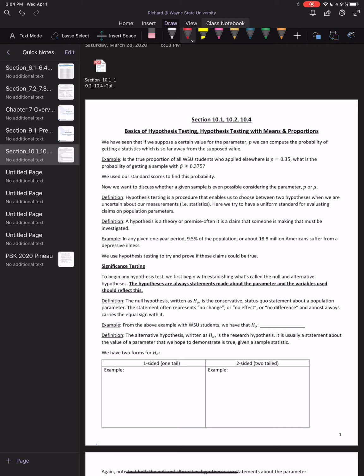Section 10.1 is a bit of an introduction, if you will, to hypothesis tests. And then we look at Section 10.3, which is hypothesis testing with means. And 10.4 is hypothesis testing with proportions.